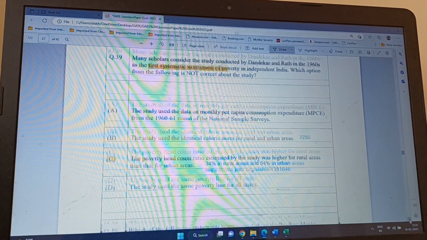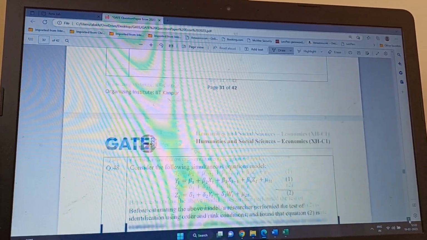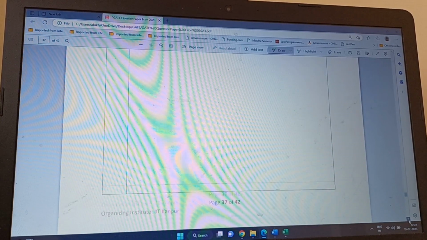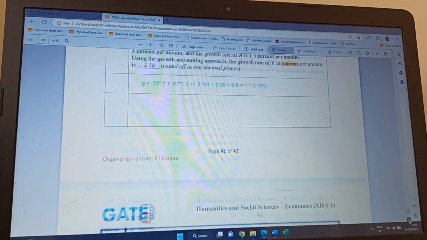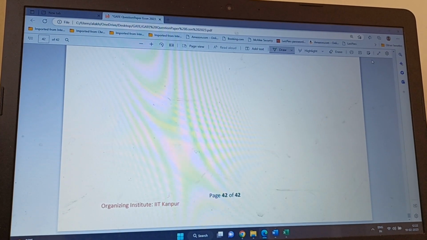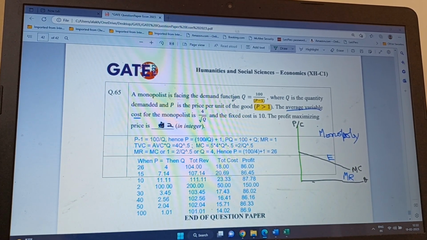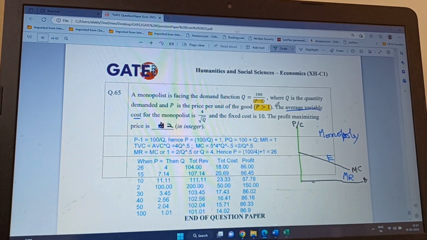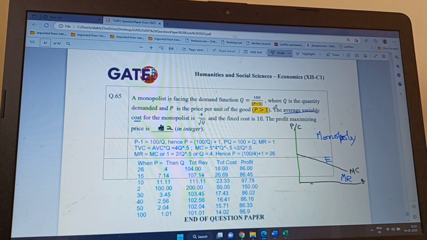Now I go to the last question, 65, which is really interesting actually. So, very interesting for economics student, and it is a question of monopoly where this marginal utility and marginal cost and marginal revenue equation doesn't work. So here the question is this one. A monopolist is facing the demand function Q equals 100 by P minus 1, where Q is the quantity demanded and P is the price per unit of the good.